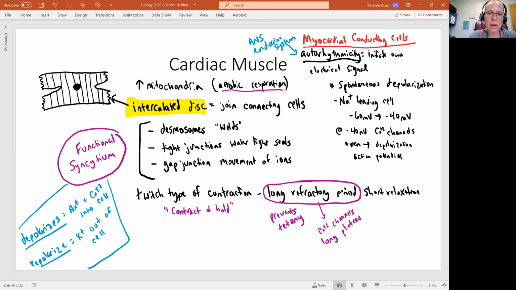When we're talking about the cardiac muscle cells that are really pumping the blood, the ones with the twitch type of contraction with the long refractory period and all that, let's talk about these as myocardial contracting cells. And these are the ones that are really pumping the blood.